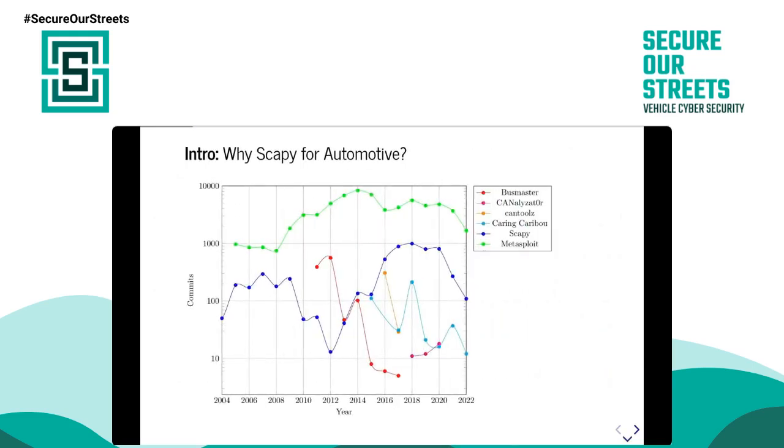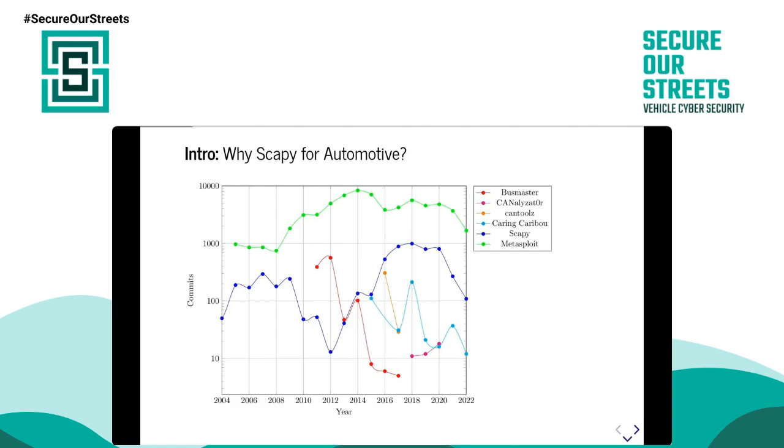So why do we work with Scapy at all? This plot shows the number of commits for a couple of tools over the last years. As you can see, the blue and the green line are two projects which received a lot of contributions over the last 19 years. For me, it was important to put effort into an open source project which is alive, and therefore I checked the vitality of the project by the number of contributions over the last years.